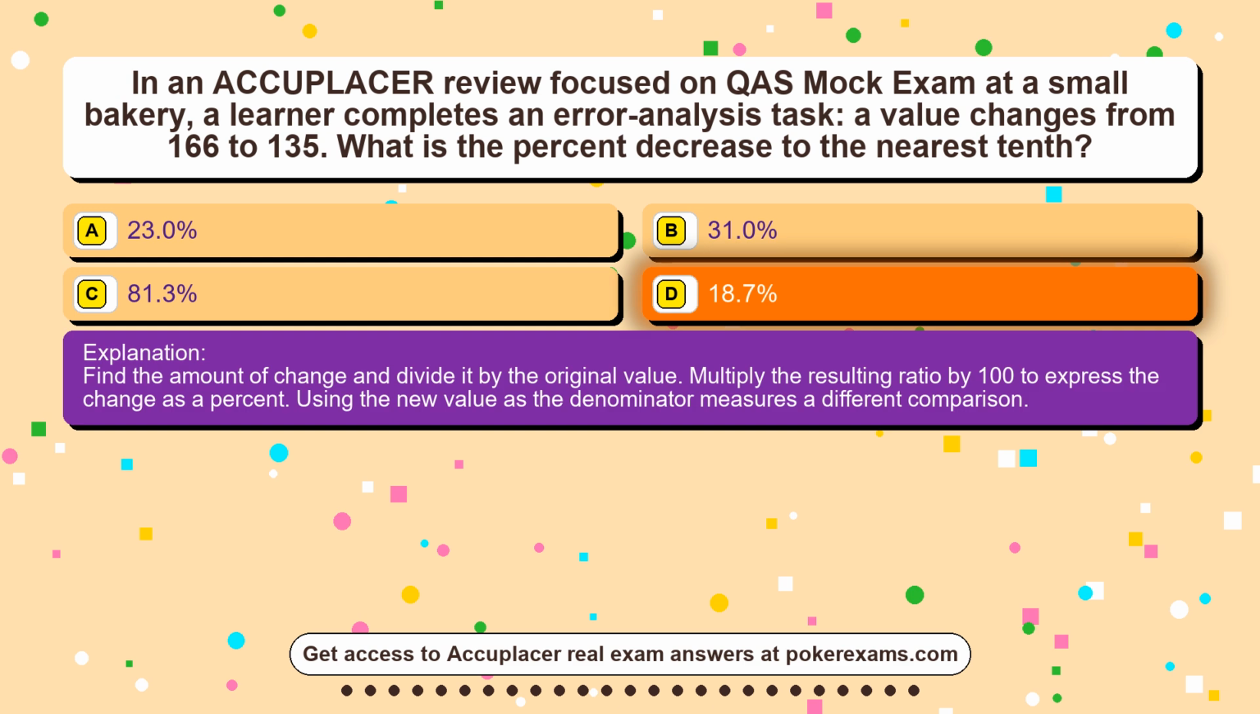Find the amount of change and divide it by the original value. Multiply the resulting ratio by 100 to express the change as a percent. Using the new value as the denominator measures a different comparison.